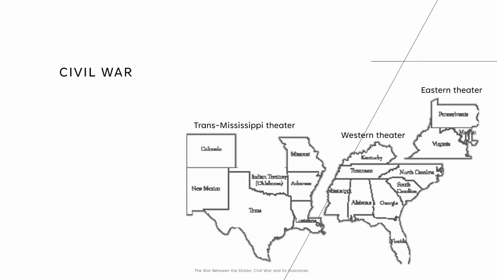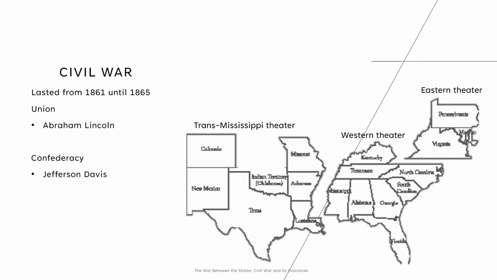The American Civil War is an armed conflict that lasted from 1861 until 1865. This conflict has been divided in 3 major regions where the battles took place, being these the Eastern Theater, the Western Theater, and the Trans-Mississippi Theater. The North was known as the Union and the South was known as the Confederacy. In the North, the president was Abraham Lincoln, elected in 1860, while in the South, the Confederacy elected Jefferson Davis from Mississippi as their president.